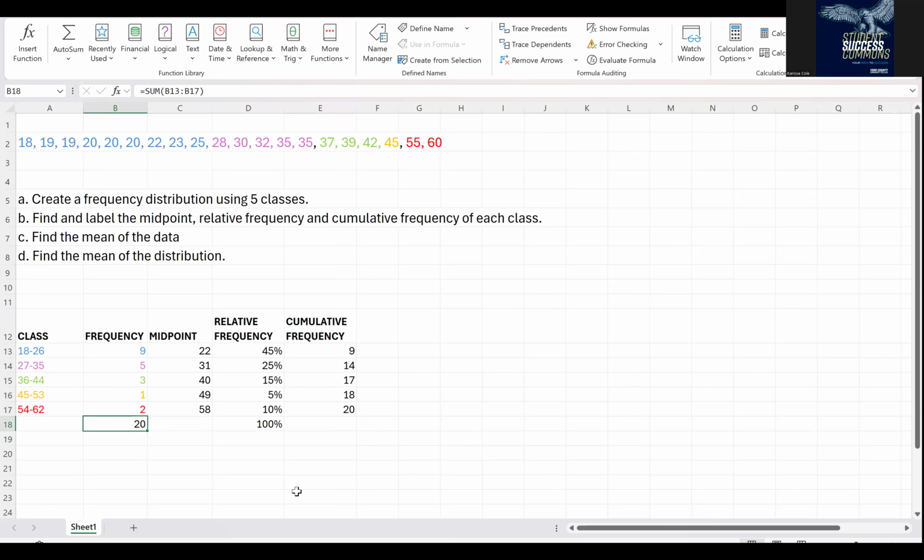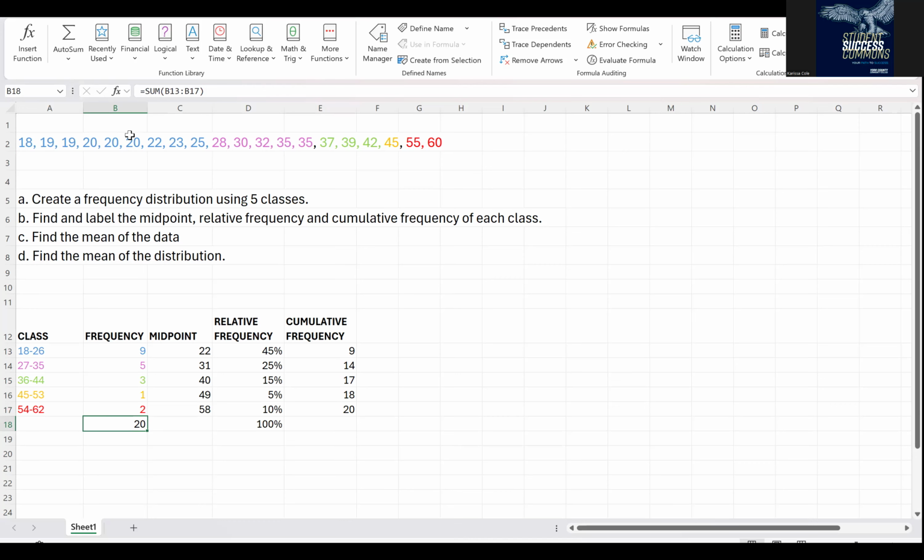So I think we have finished part B with this now. Find and label the midpoint, check. Relative frequency, check. And cumulative frequency of each class. So that part is done. That's awesome. Next up is part C, find the mean of the data. So just looking at your list of numbers, find the mean. When people say average, they're usually talking about mean.